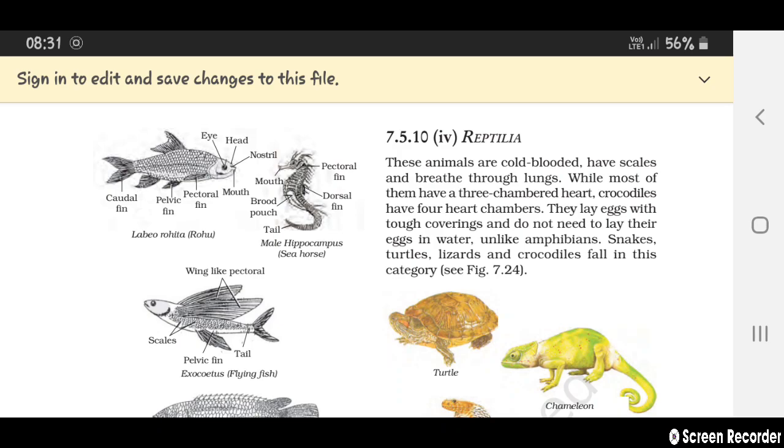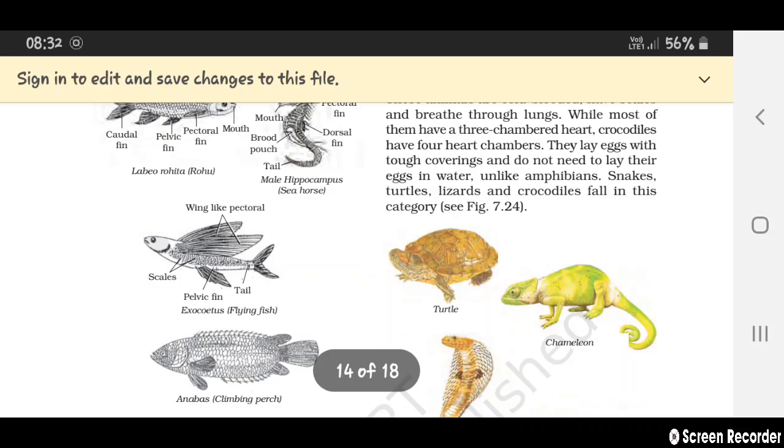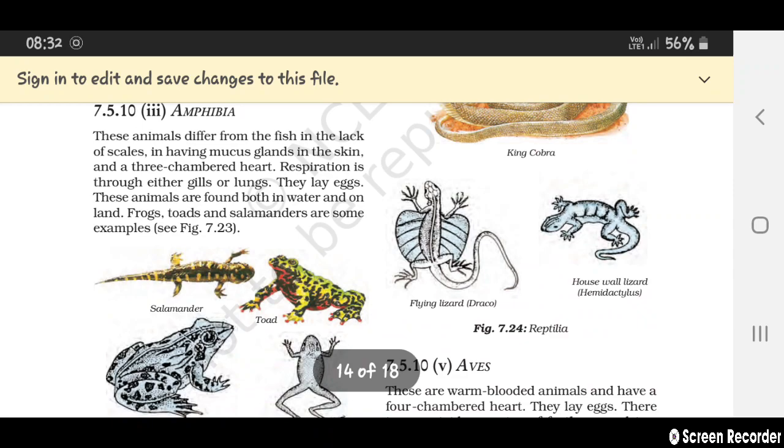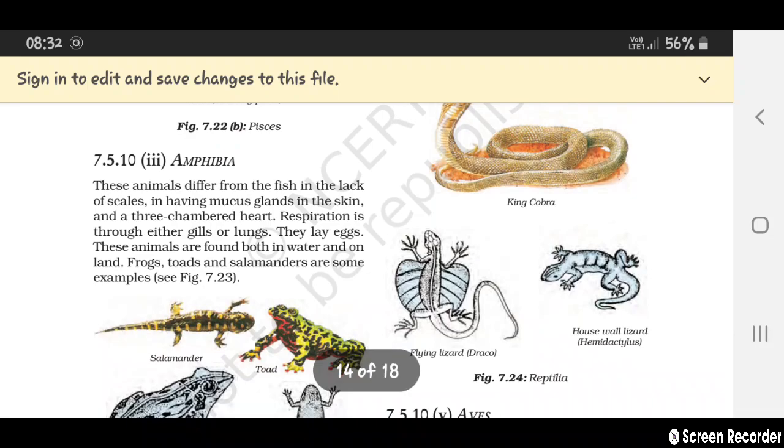Snakes, turtles, lizards and crocodiles come under the reptiles category. So here you can see the turtle, the chameleon, the king cobra and the flying lizard, scientifically called Draco, and the house wall lizard that comes inside the house. So these are the species that come under the reptiles.